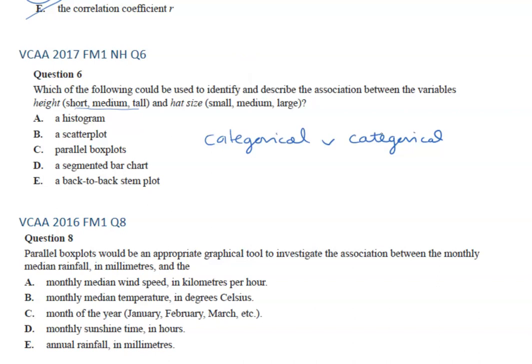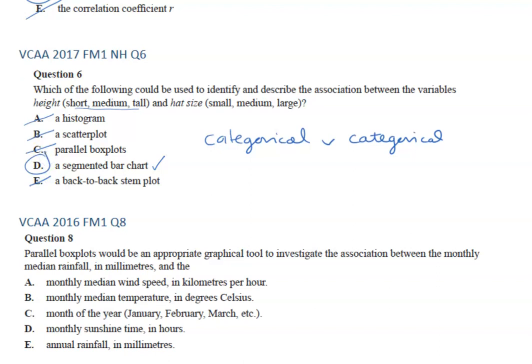So again, we've got 2 sets of categorical, and out of our options, histogram is for univariate data, not bivariate, not 2 sets. Scatterplot is for 2 sets of numerical. Parallel box plots is for 1 variable being categorical, the other being numerical. Segmented bar chart is for 2 sets of categorical data. And a back-to-back stem plot, again, 1 set numerical, 1 set categorical. So D is our best option there.